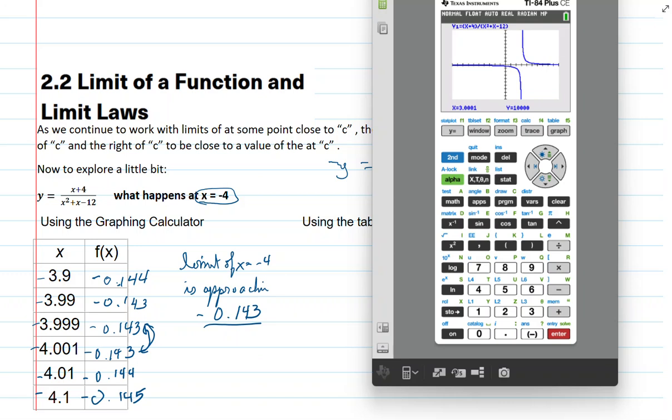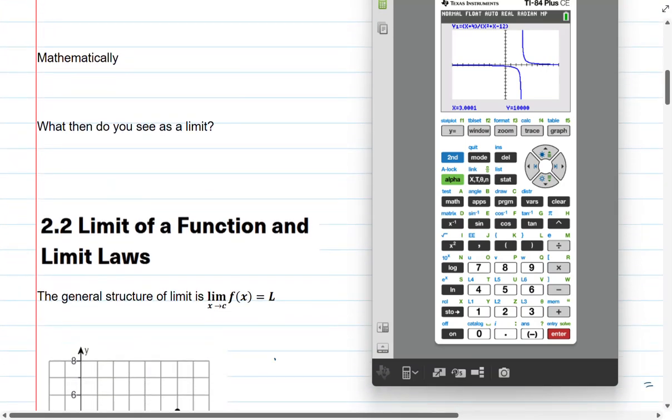Yes. Yes. Can there be a limit on an asymptote? No. Okay. And I already did it mathematically. I did it first mathematically, is to factor to figure out that it is a removable point. And then, so what do you see as a limit? And we did. We estimate.